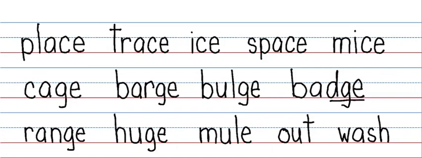Ice. E makes the I say I, and it makes the C say S. Space. E makes the A say A, and it makes the C say S. Then I have the word mice. Ice. E makes the I say I, and the C say S.